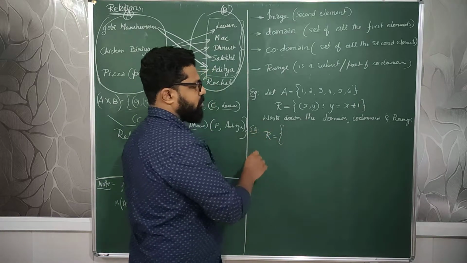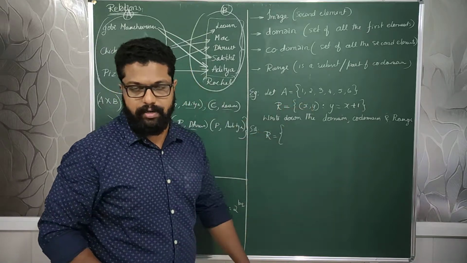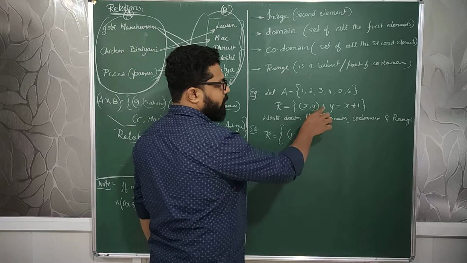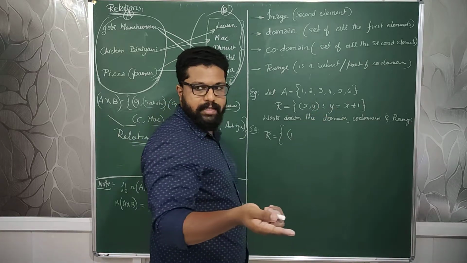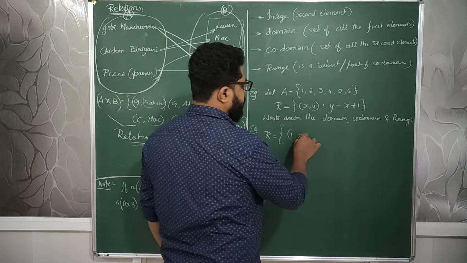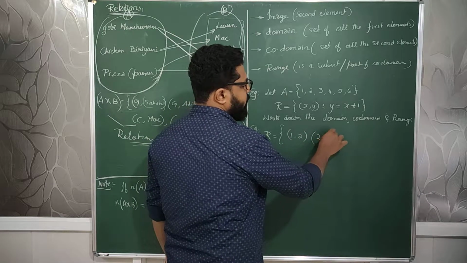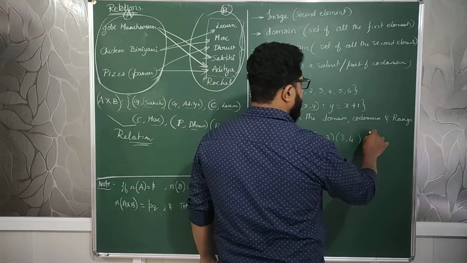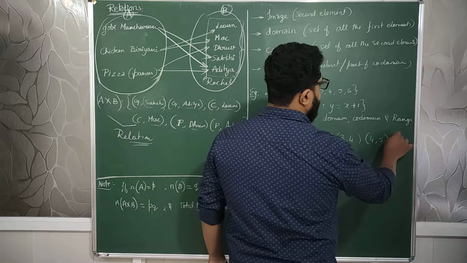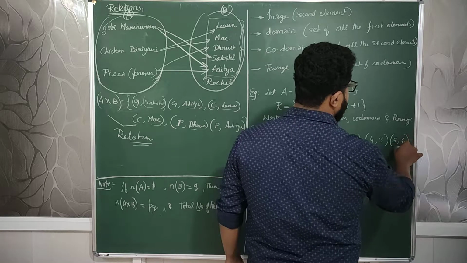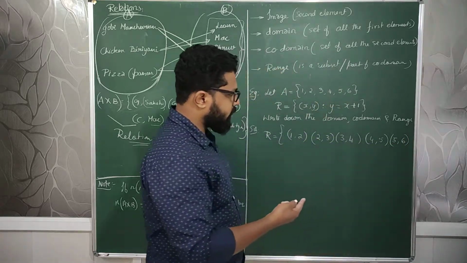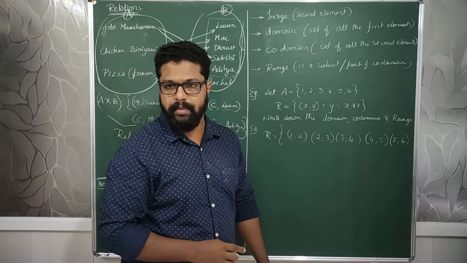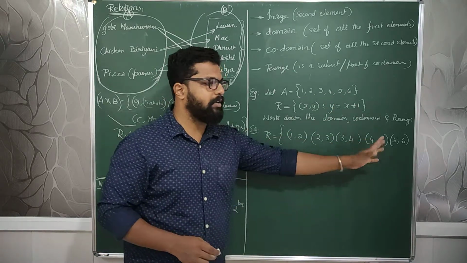So let me write the relation first clearly, according to that definition. Suppose you take x as 1. What will be y? y will be 1 plus 1, that is 2. If you take it as 2, this will be 3. If you take it as 3, it will be 4. If you take it as 4, it will be 5. If you take it as 5, it will be 6. If you take it as 6, it will not become 7, because that is not there within the range.